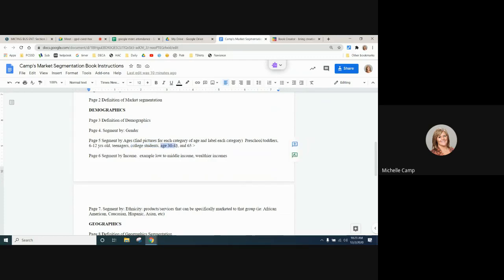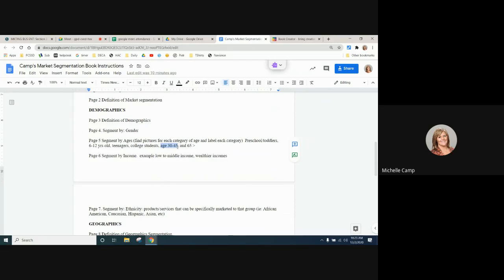And then something for age 30 to 45. So you could think tools, cars, home decor, vacations, lots of things. And then 65 and older, I always think AARP. I always see their advertisements, although I'm not 65 and older.